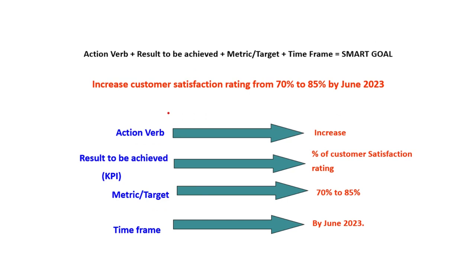In this example, the SMART goal is increase customer satisfaction rating from 70% to 85% by June 2023. Let's apply the formula here. Action verb is increase. Result to be achieved, percentage of customer satisfaction, is the KPI. Metric target is 70% to 85%. Time frame is by June 2023.